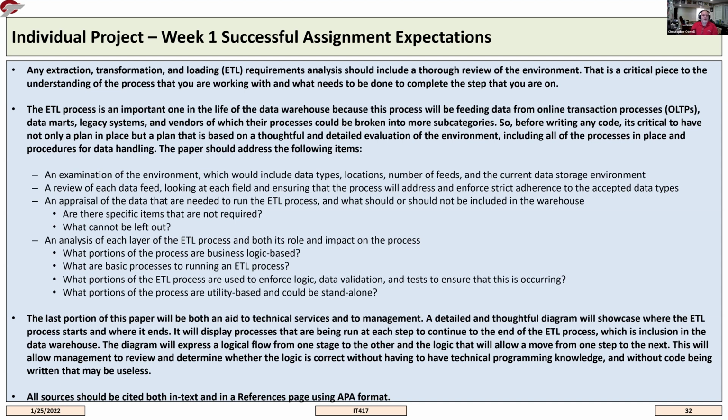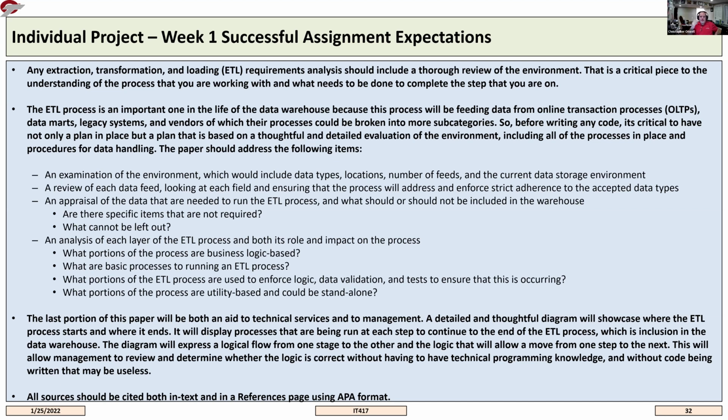So the life of a data warehouse: the process will be feeding data to the online transaction processing systems from legacy systems, vendors, data marts, data lakes, sensors, and so on. So you can plan to write code that would then handle the data processing, and how you would go about setting it up in order to do data collation and data merging. So this is the extraction, transformation, and loading process after all.